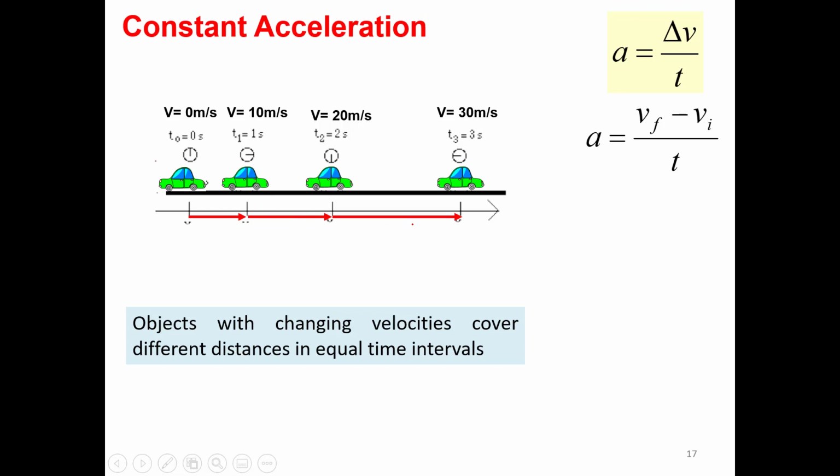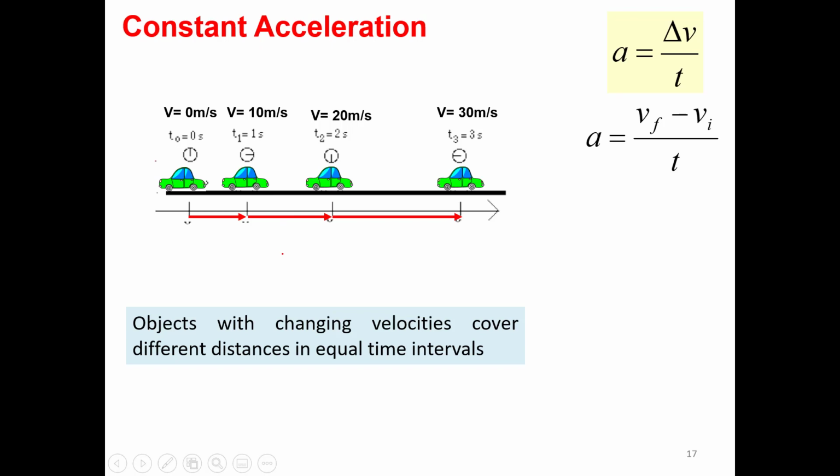One thing we can see is that if the object is moving at constant acceleration, it covers different distances in equal time intervals. So one of the ways we will know if the object is moving at constant acceleration is if it covers different distances in equal periods of time. This is one characteristic.